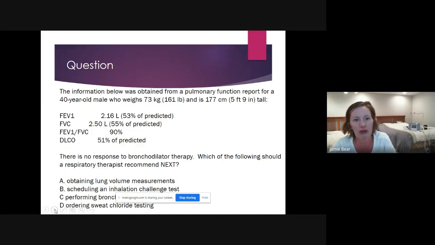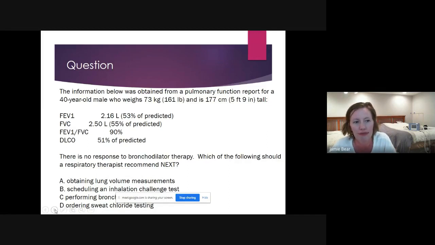Okay, the information below was obtained from a pulmonary function report from a 40-year-old male who weighs 73 kilos and is 5'9" tall. FEV1 is 53% of predicted. FVC is 55% of predicted. FEV1 over FVC is 90% of predicted. And his DLCO is only 51% of predicted. There is no response to bronchodilator therapy. Which of the following should a respiratory therapist recommend next?